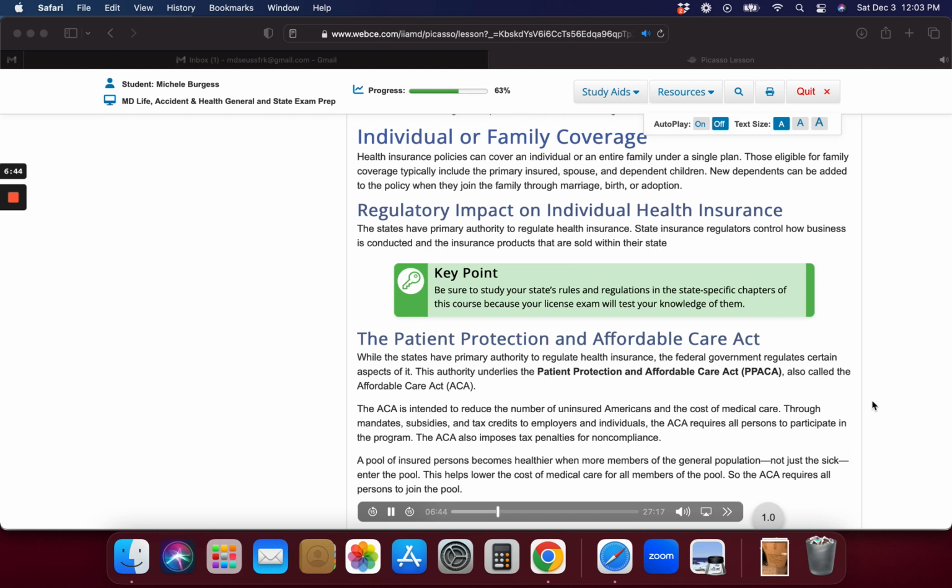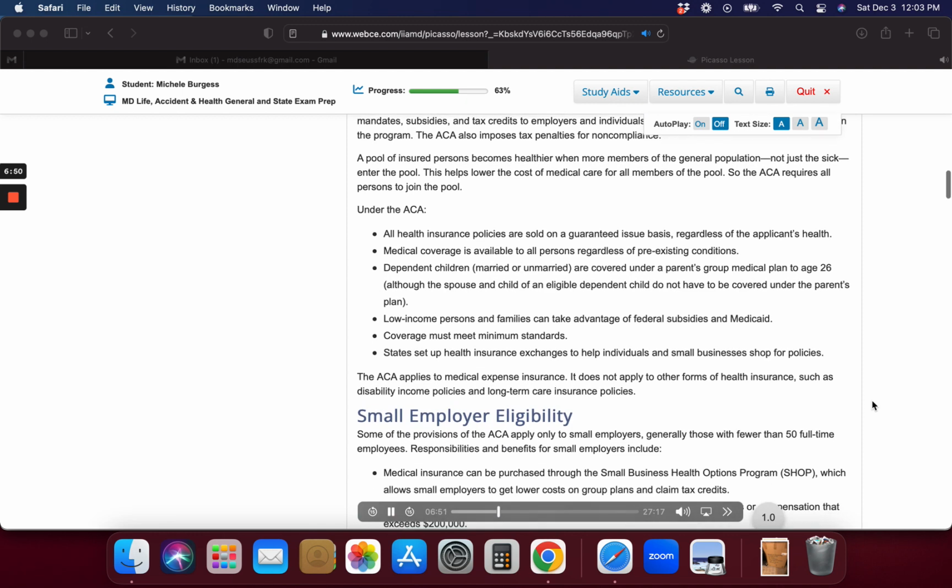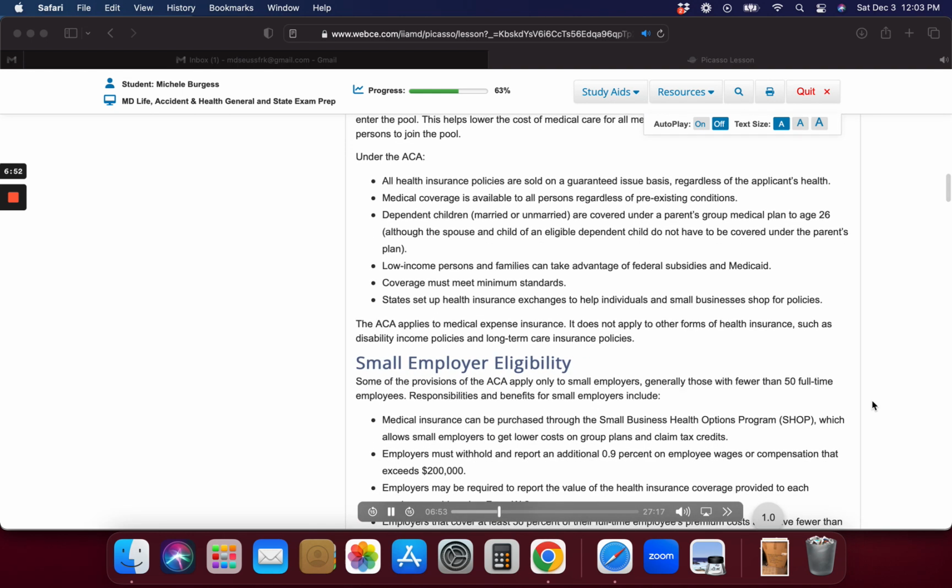Low-income persons and families can take advantage of federal subsidies and Medicaid. Coverage must meet minimum standards. States set up health insurance exchanges to help individuals and small businesses shop for policies. The ACA applies to medical expense insurance. It does not apply to other forms of health insurance, such as disability income policies and long-term care insurance policies.